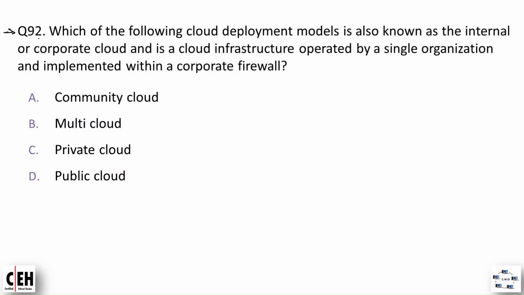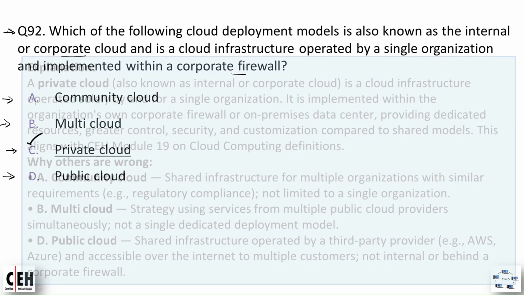Question number 92. Which of the following cloud deployment models is also known as the internal or corporate cloud and is a cloud infrastructure operated by a single organization and implemented within a corporate firewall? Option A, community cloud. Option B, multi-cloud. Option C, private cloud. And option D, public cloud. And the correct option is option C, private cloud.